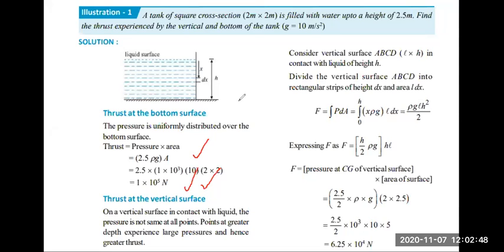Right, everyone, raise your hand. How many of you can solve this one? Thrust at bottom surface, everyone, right? It is basic formula putting. Okay, pressure into area, rho gh into area.